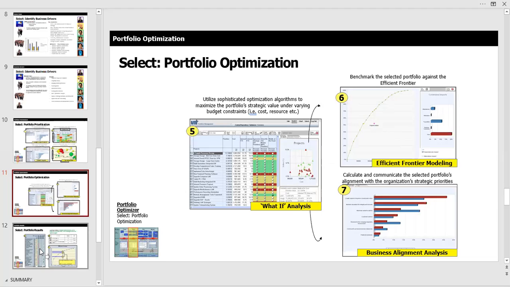Once you have that, then you can start to look at, okay, now let's make some predictions, calculate and communicate the selected portfolio's alignment with the organization's strategic priorities. So the idea here is that to me, this is where I see a business analyst in the future. People ask me all the time when I'm teaching class, hey, where do you see this going? Like, if I'm a business analyst and this is my career, what would it look like when I get to the top of my career?